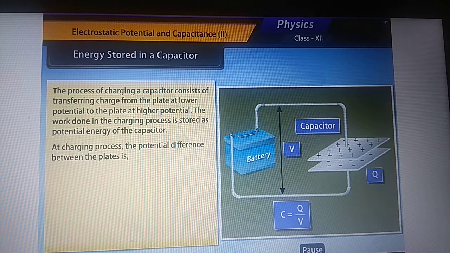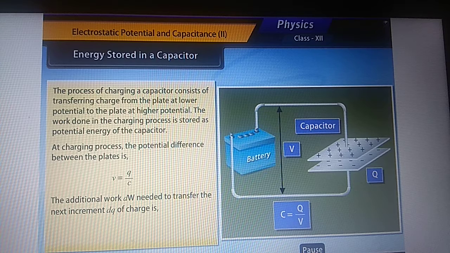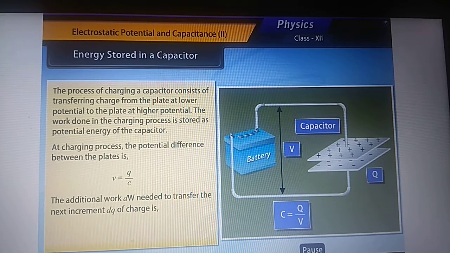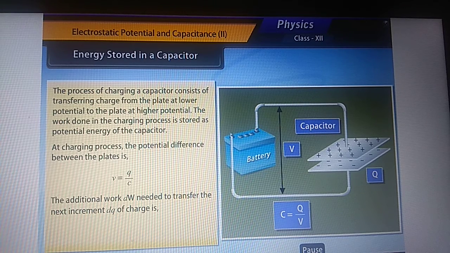During the charging process, the potential difference between the plates is V equal to Q by C. The additional work dW needed to transfer the next increment dQ of charge is given by dW equal to V dQ, which is equal to Q by C into dQ.